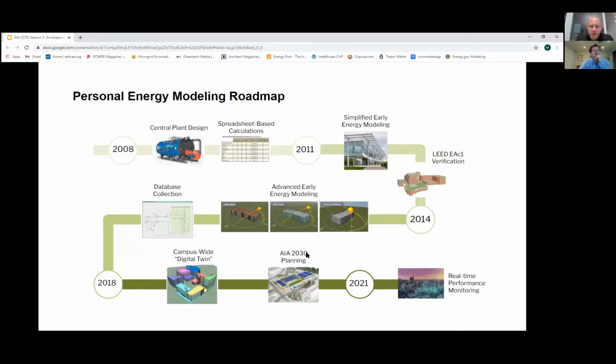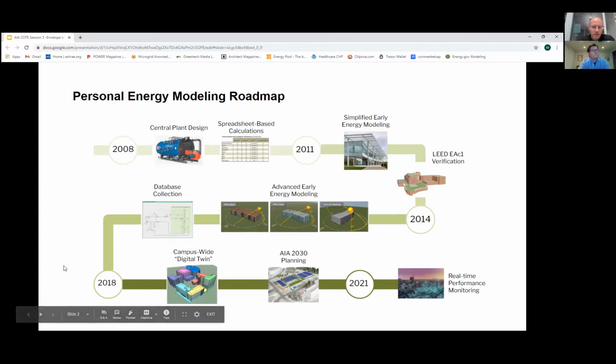Over the years, using this advanced modeling, we've collected a lot of data. One thing with IES is it's user-friendly, with customized HVAC systems and customized architectural systems, and over the years you could build a real database with these systems. With that database, we've been able to increase the scale of our modeling. So not only are we looking at individual buildings early on in the design process, but we can build campus-wide systems, what we call a digital twin.